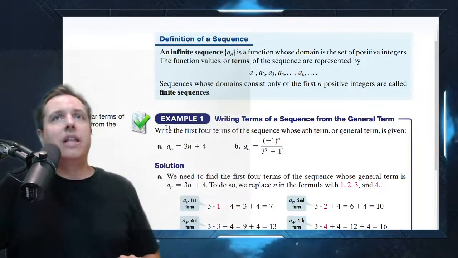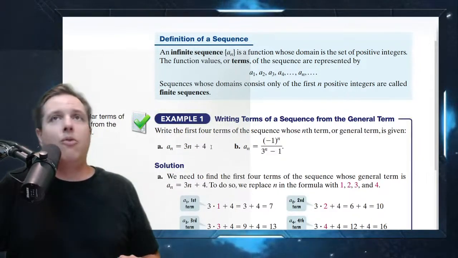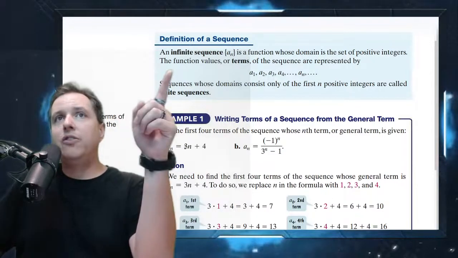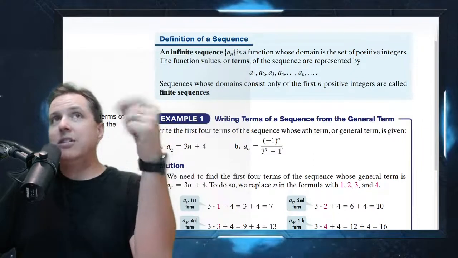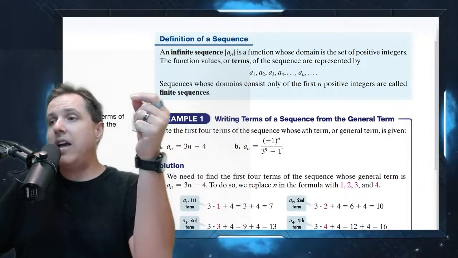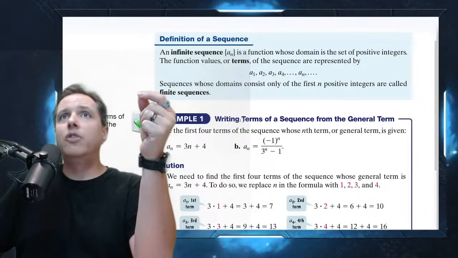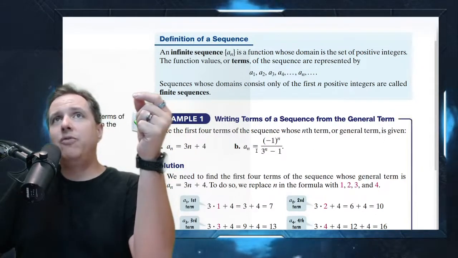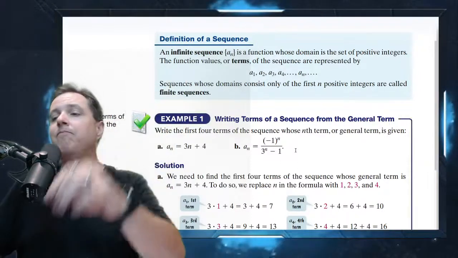So if we look at this one, part A right here, a sub n equals 3n plus 4. If you want the fifth term in the sequence, that would be a sub 5. That means that n is 5, so you'd plug 5 in here for n. So 3 times 5 plus 4, right? Over here on this one, a sub n, if you wanted the fifth term, so that'd be a sub 5, then you plug in 5 for n. You would simplify this, and you would get the fifth term in that sequence.